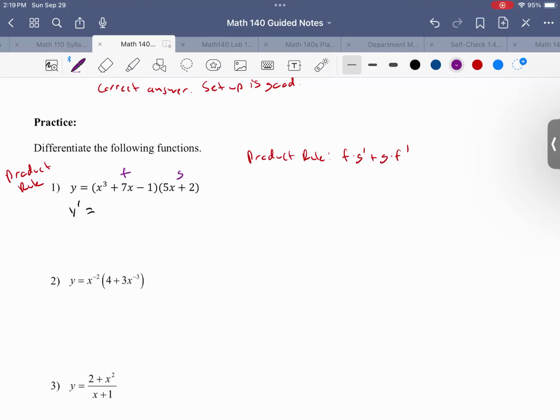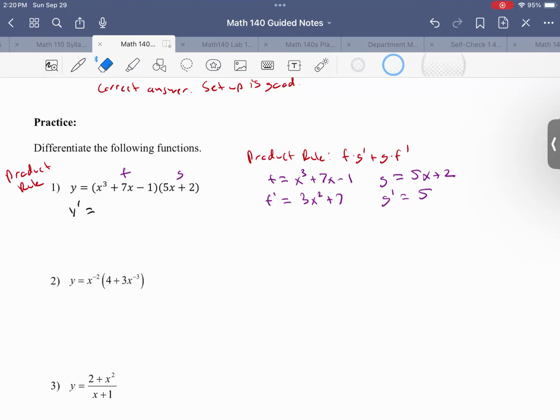We're going to have f be our first one, and g is always our second one. So I have f equals x cubed plus 7x minus 1. And so the derivative of that, f prime, is 3x squared plus 7. All right. And my g is 5x plus 2, and g prime is just 5.